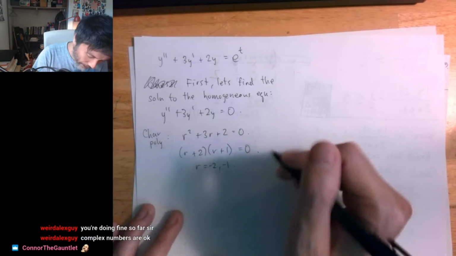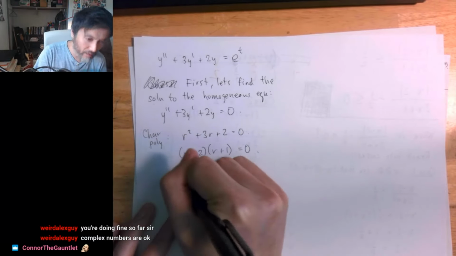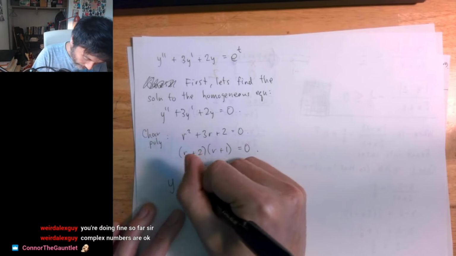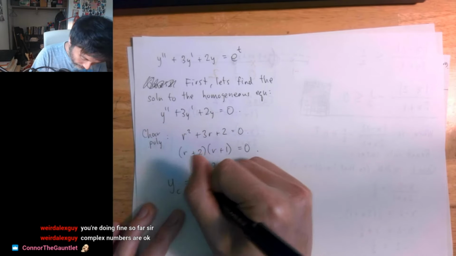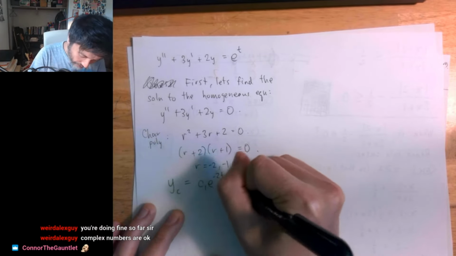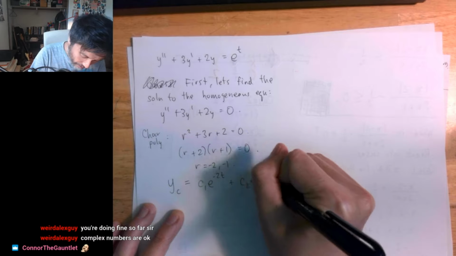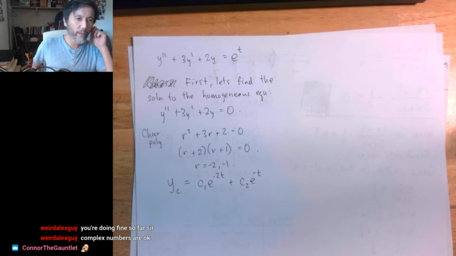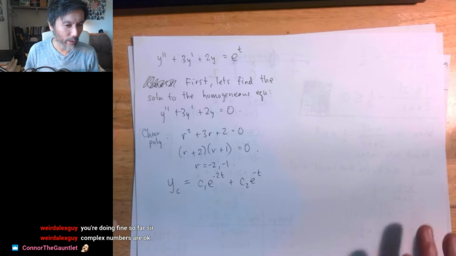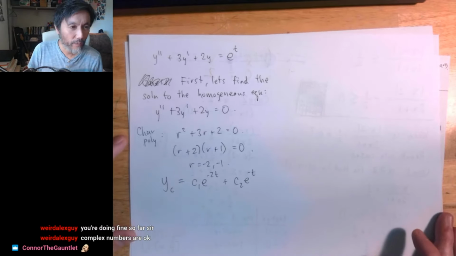So the complementary solution, y sub c, is c1 times e to the negative 2t plus c2 e to the negative t, right? This is great.